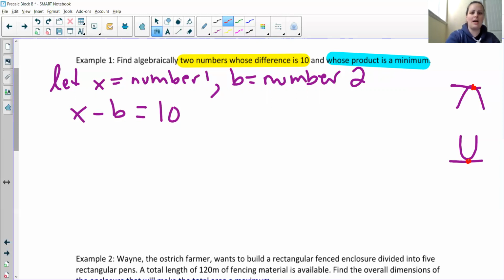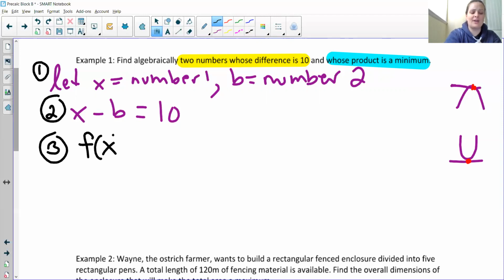All right, so step 1 is we defined what our numbers were. Step 2, we figured out one of the relations. And step 3 is where that function notation is. So you could use y, or you could just say that the product is a function of whatever x is. So if you were to do a product of these two, that would be taking x and multiplying it by b.